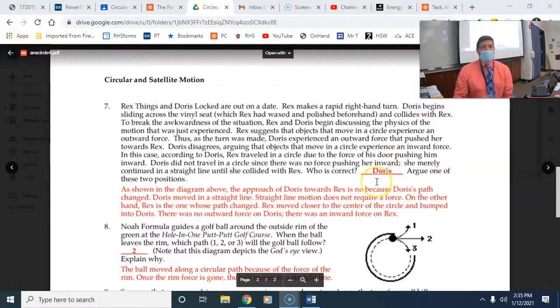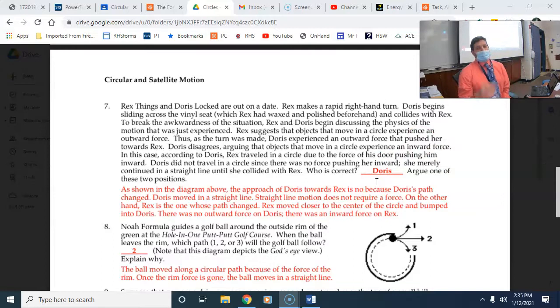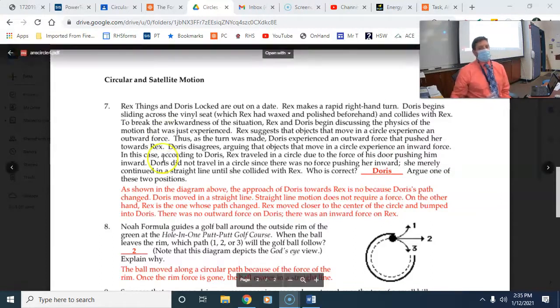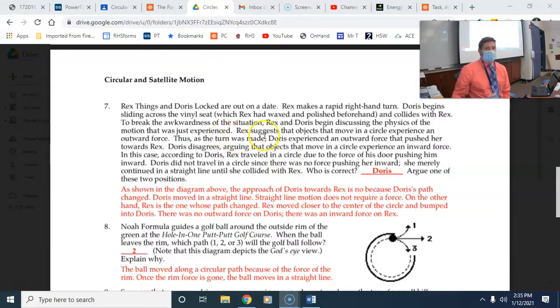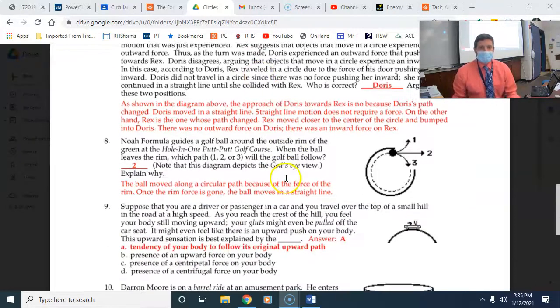And from all that, Doris has to be. It says argue one of these two positions. You don't have to write a book like I did here. Honestly, the thing that gives it away the most is that there's not an outward force in circular motion, so Rex has to be wrong because he said outward force. All right? You want to just keep going in a straight line. It's just that something's not letting you. Whatever's making you go in a circle isn't letting you go in that straight line, and that's why you feel a force to the outside even though there's not a true force.